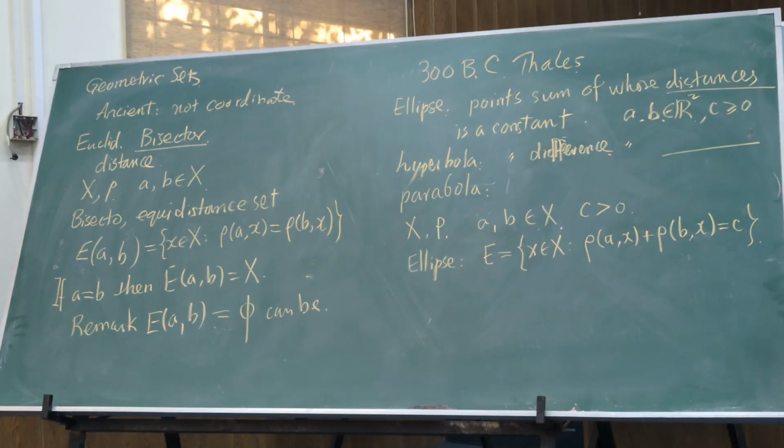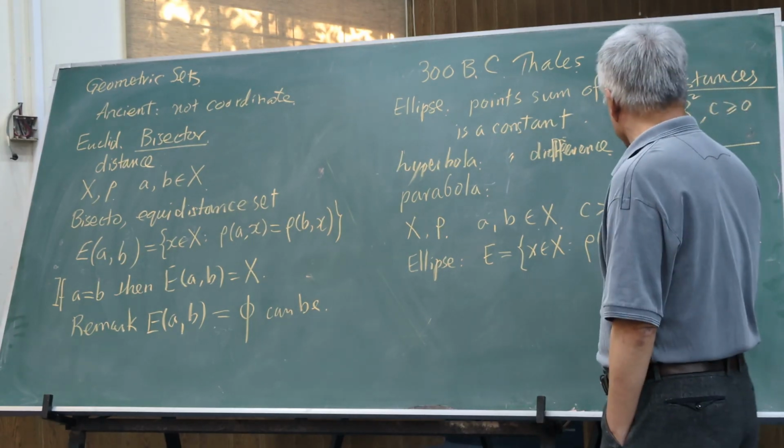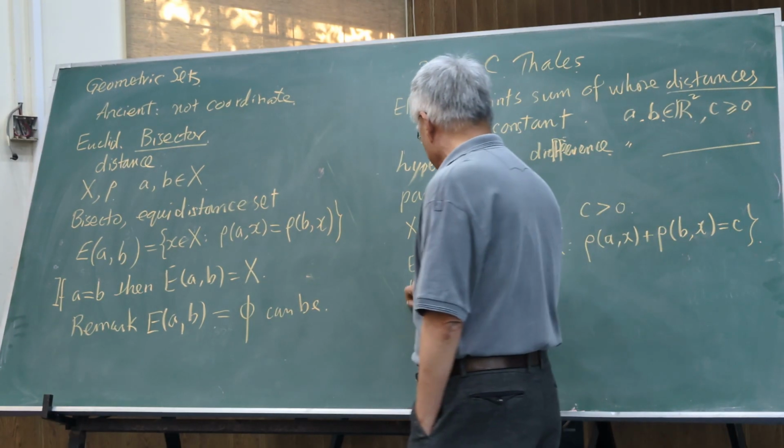Isn't it beautiful? Isn't it ground level? It's ground level, we only need the definition of a metric space, nothing else, and then we can define such a set. Hyperbola, just change this into a minus sign.